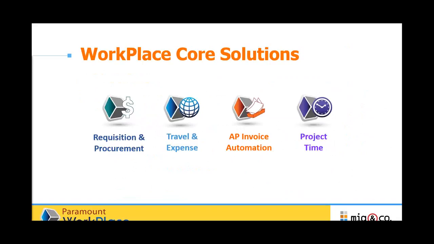The Workplace core solutions, we have 4, which are our requisition and procurement that we're going to spend time on today, as well as travel and expense, AP invoice automation, and project time. Now, each one of these can be a standalone solution, or they can work hand in hand. The user interface is common throughout, but each solution is its own solution in its own right.